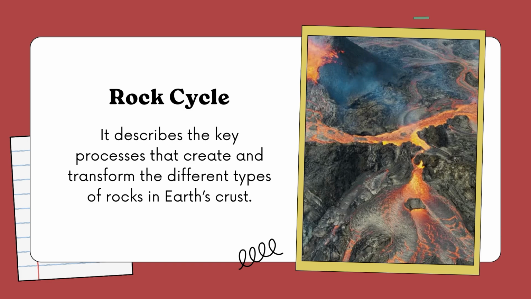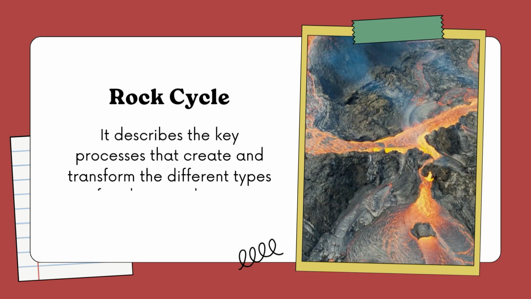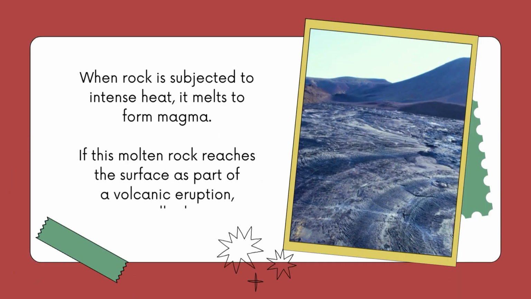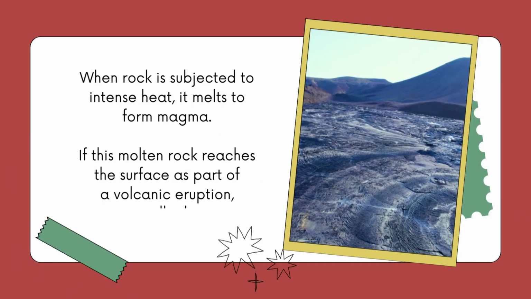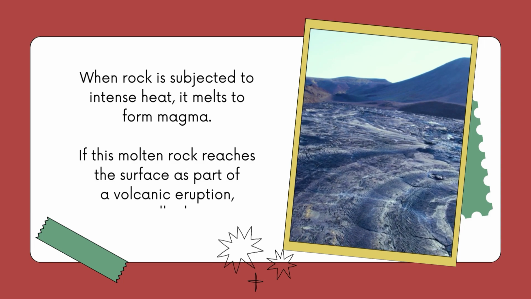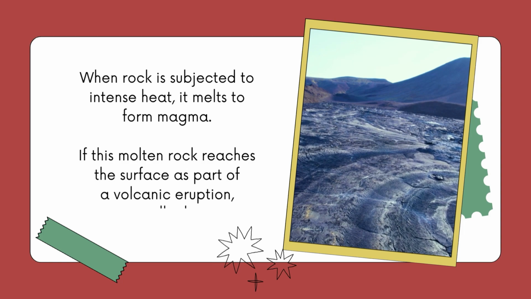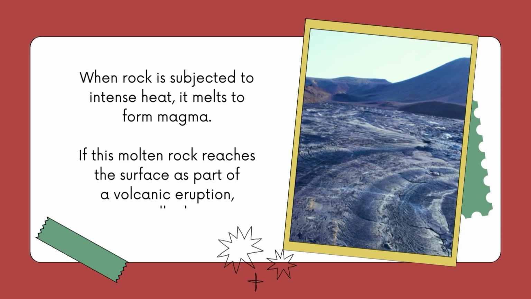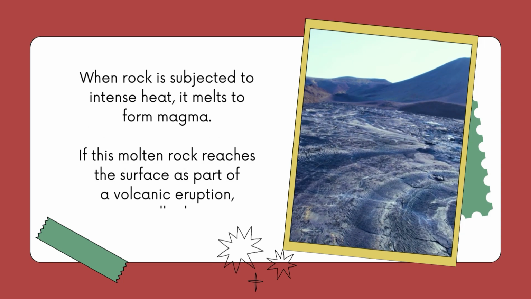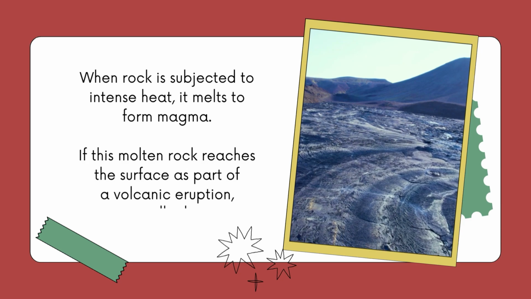First, imagine a rock deep inside the Earth. When rock is subjected to intense heat, it melts and forms magma. Magma is molten rock that stays beneath the Earth's surface. If this molten rock reaches the surface during a volcanic eruption, we call it lava. So remember, inside the Earth it is magma, outside on the surface it is lava.